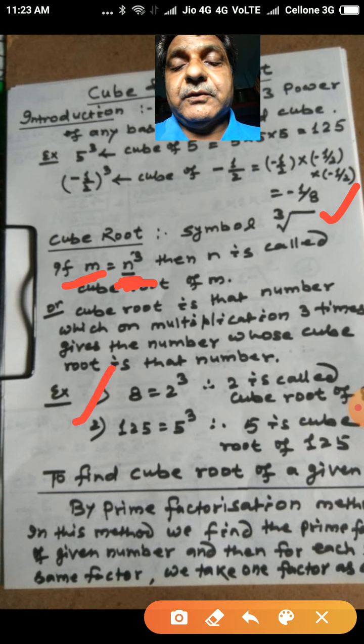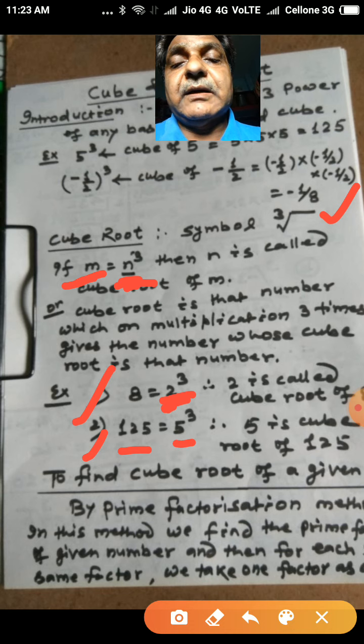Suppose 8 is given, then 8 can be written as 2 cube, so 2 will be called the cube root of 8. Similarly, 125 is written as 5 cube, so 5 will be called the cube root of 125. Now we will discuss these, which are smaller numbers.